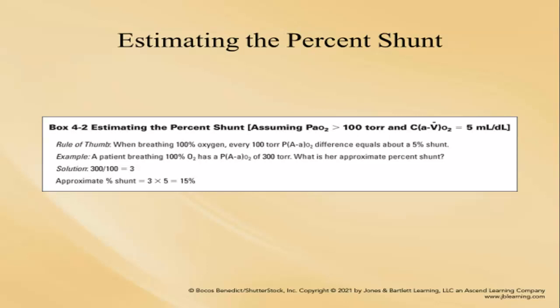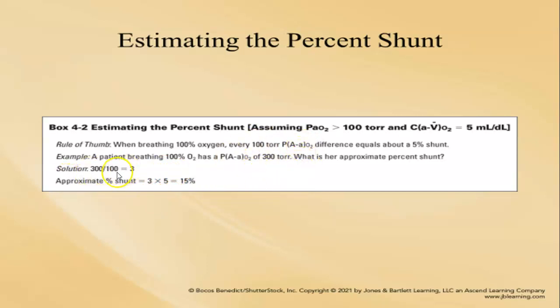If your AaDO2, instead of being 100 like in this example, every 100 torr AA difference is 5%, every 50 they estimate to be 2%. So every 50 is 2%, and you can put 50 in here, and remember that you're going to multiply here by 2. So this would be one way that you could figure it out.